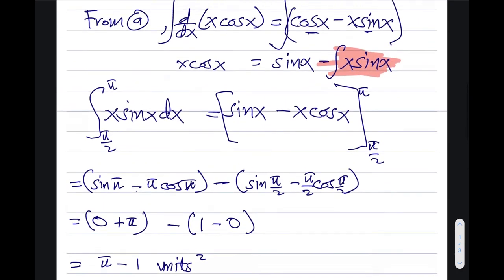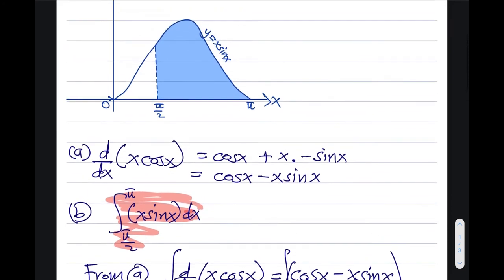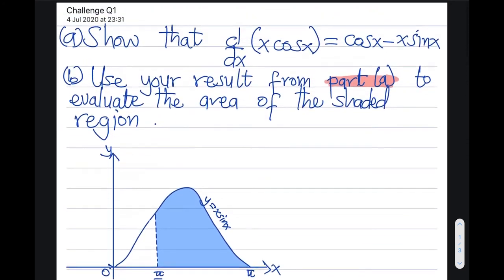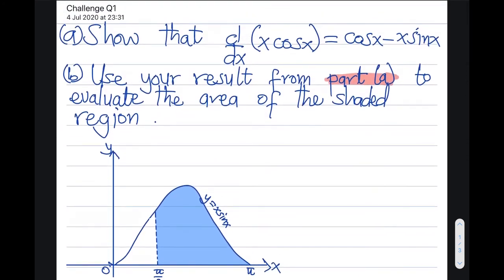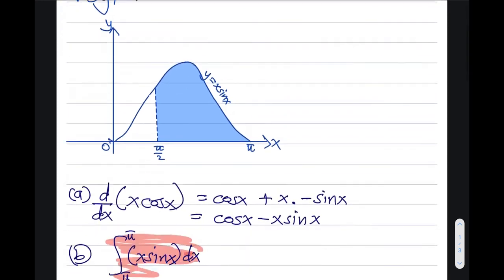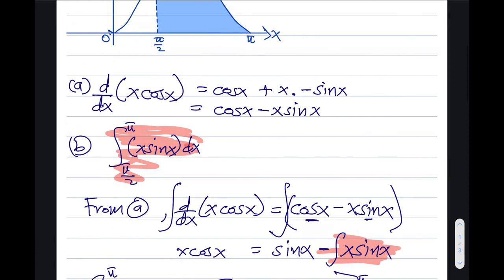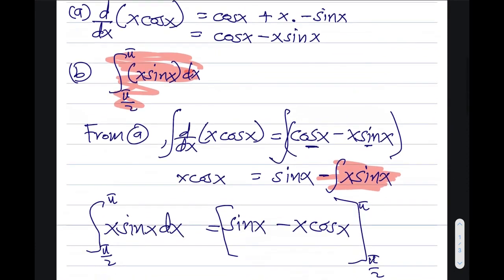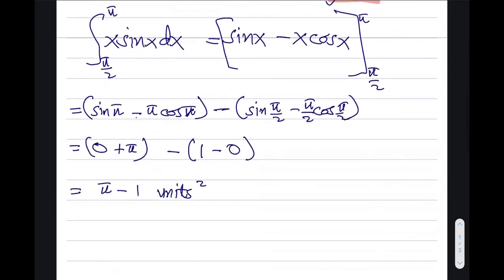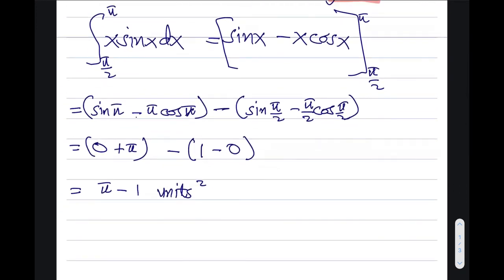So the summary is that whenever you are given a question and there's a follow-up question asking you to go to part A, please go to part A, because when we went to part A, we could easily integrate and then solve and find our answer as pi minus 1 units squared.